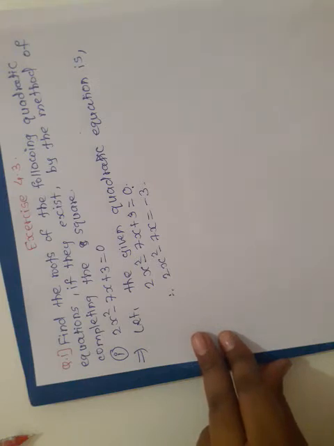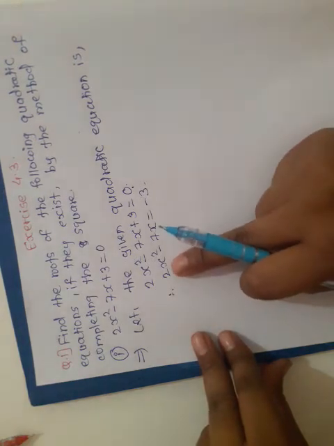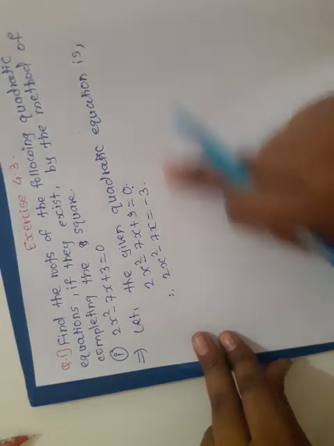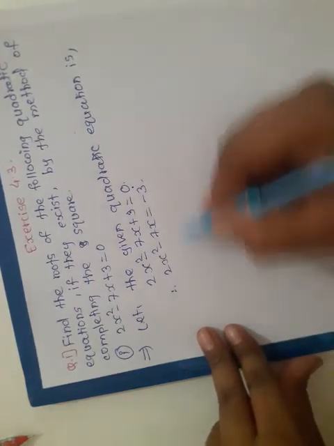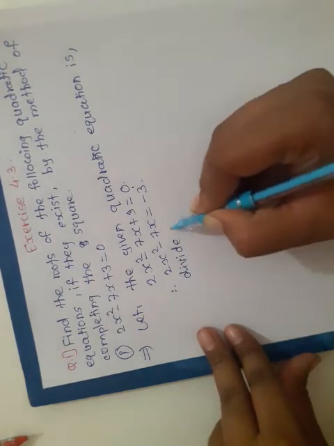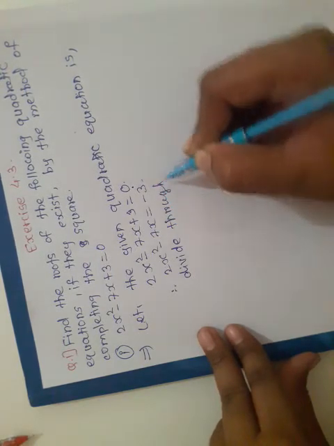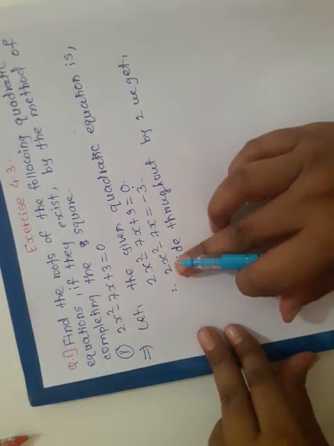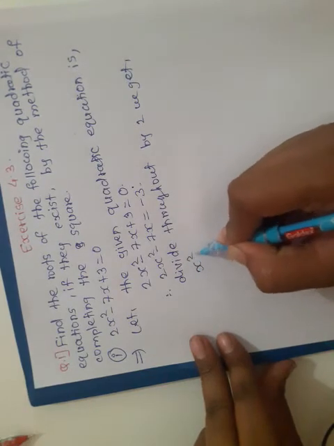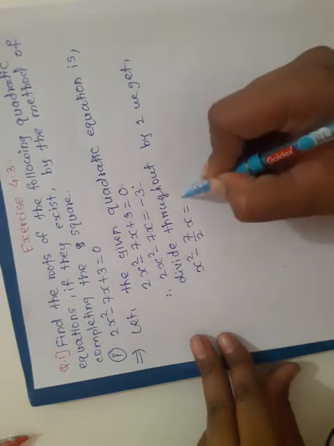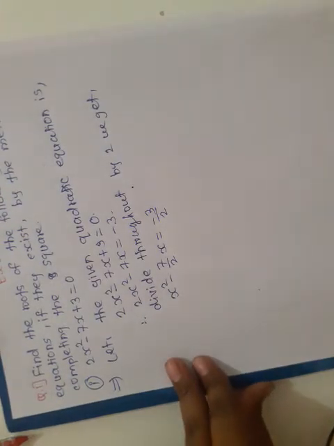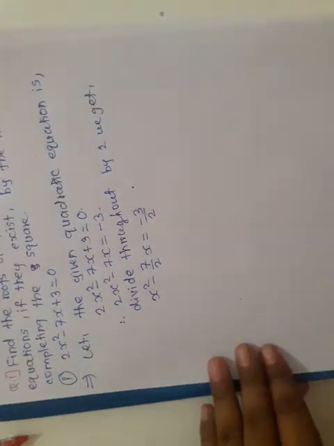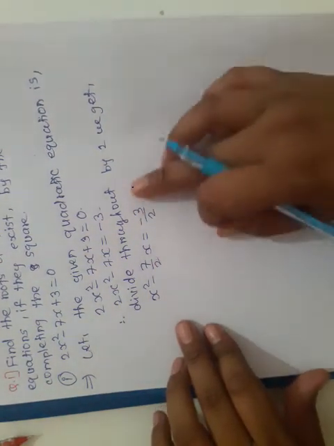Now what is our third step? Divide every term by a. If the coefficient of x square is 1 then no problem, but if the coefficient of x square is not 1 then we have to divide throughout by the coefficient of x square. So write down here, divide throughout by 2, we get x square minus 7 by 2 x is equal to minus 3 by 2. This is our third step, meaning we divide throughout by 2.